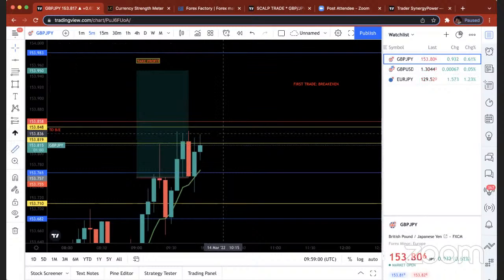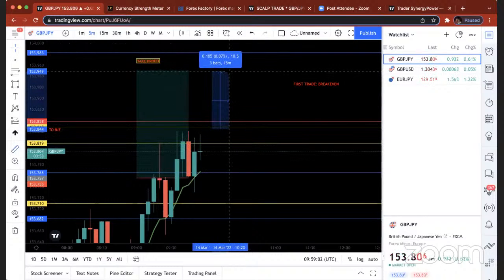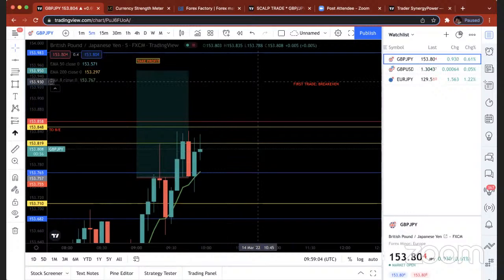Because if we get a late entry, let me see something. Yeah, about a 10 pip move. All right, 52 seconds. You guys get GJ ready.